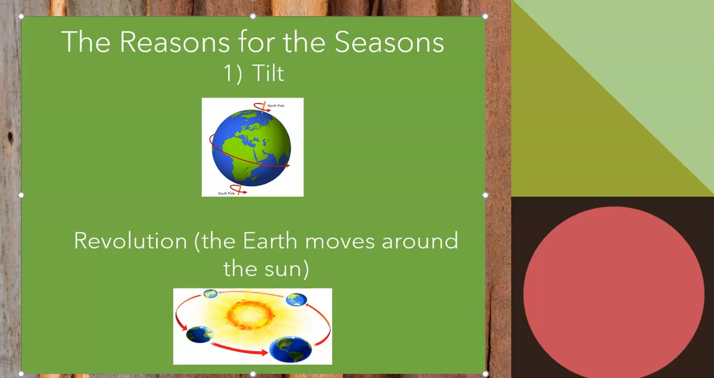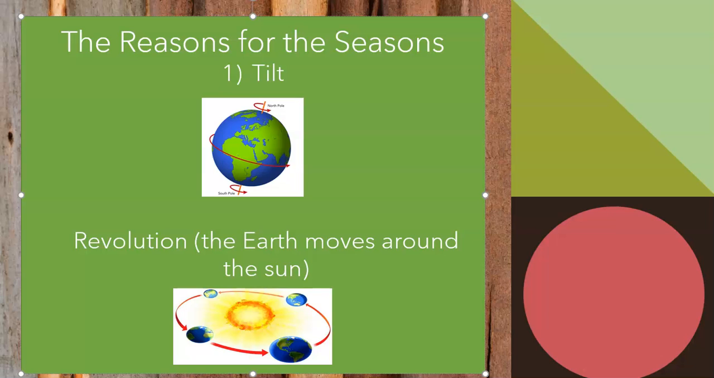So the first reason we have seasons is because the Earth is tilted. Because the Earth is tilted, it allows for direct sunlight to hit one half of the hemisphere while the other half is getting indirect light. And so that is going to cause an uneven heating of the Earth's surface, and that's going to allow for different seasons to occur at different times.